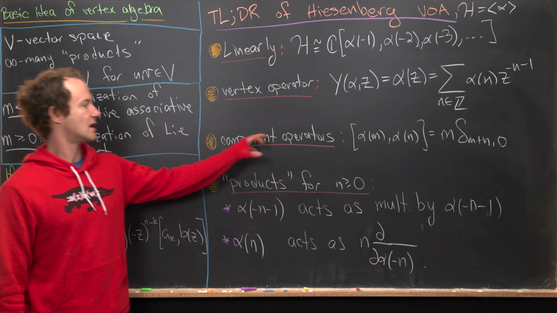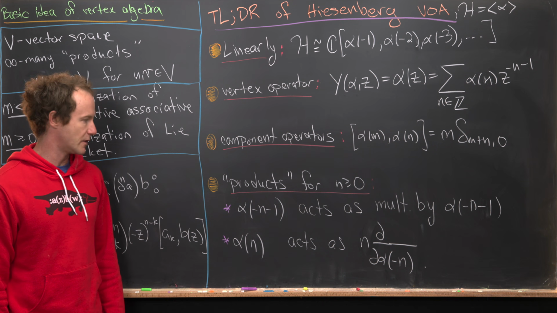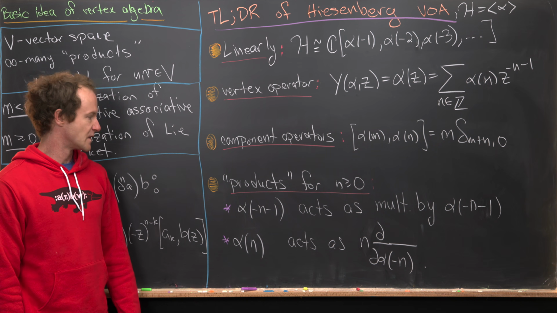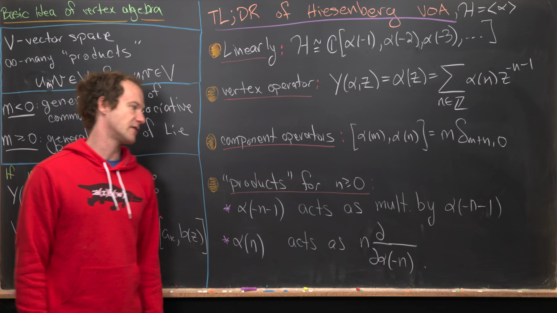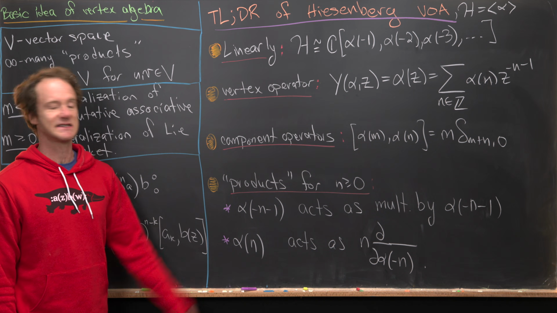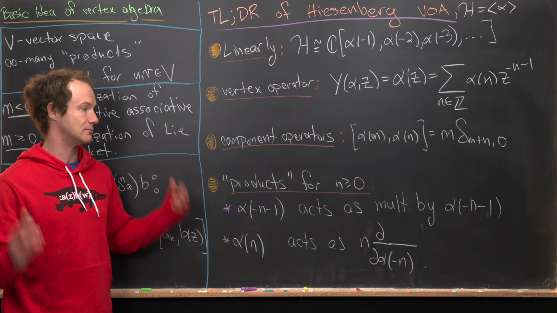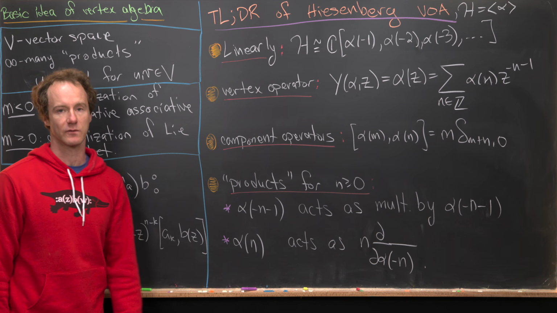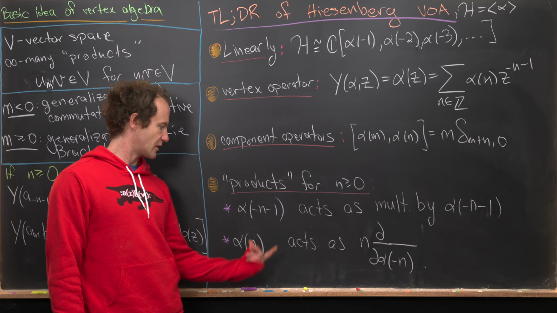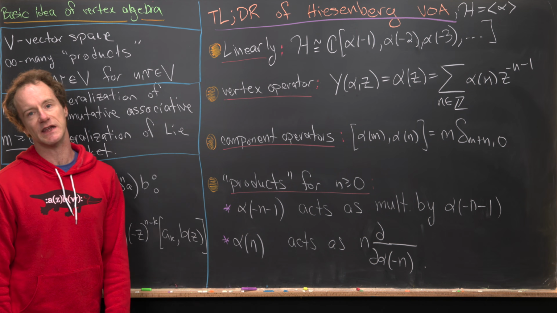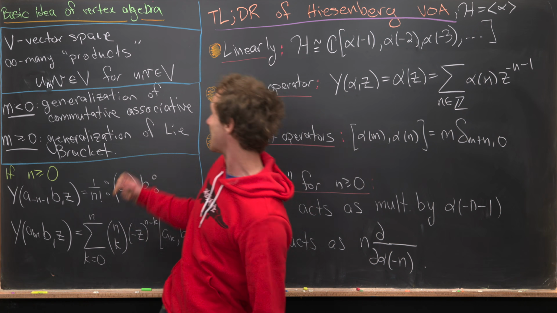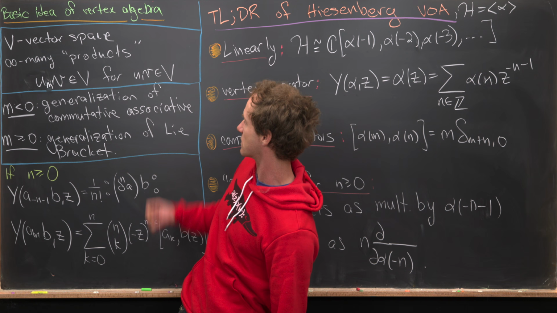Then from this commutation relation of the component operators, along with this commutativity here, we see that if n is bigger than or equal to 0, then alpha minus n minus 1 acts as just multiplication by alpha minus n minus 1 in this polynomial ring. So if n is bigger than or equal to 0, then this minus n minus 1 is less than or equal to negative 1. So that would be one of these negative multiplications, which is again a generalization of commutative associative algebra.